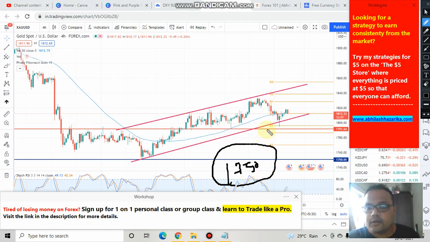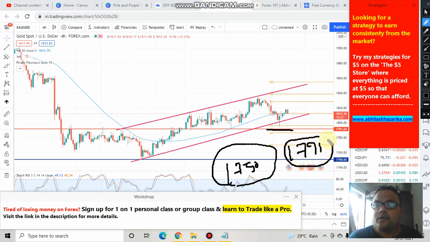Secondly, we have this level as a support for the market, and that is 1791. So 1791 is the second support for the market, because you can see that when the market was trading in a range here and then crossed this range, this was the level, 1791, where the market took support.